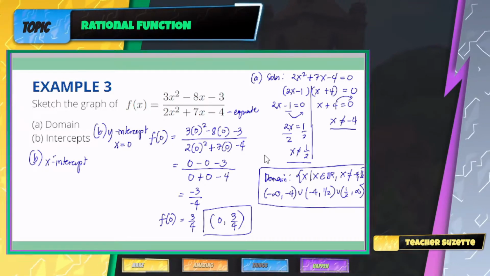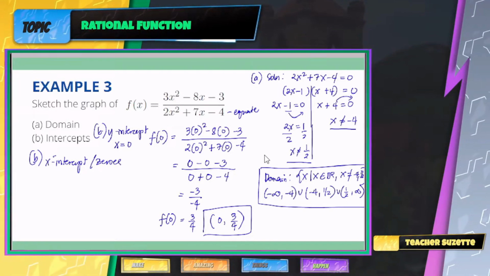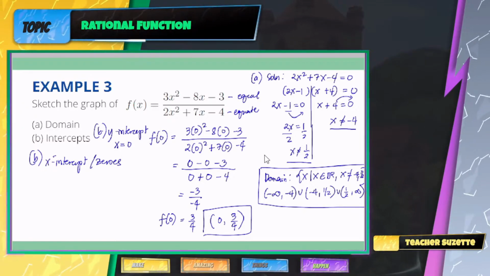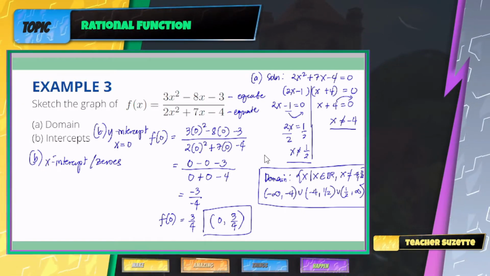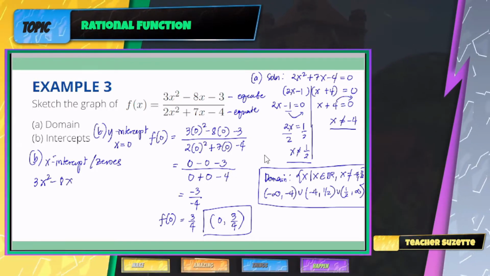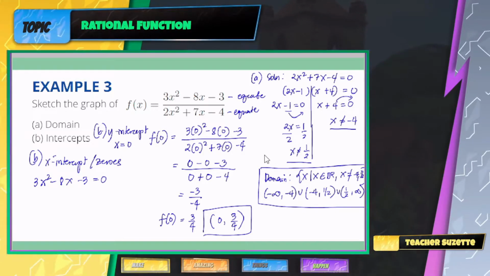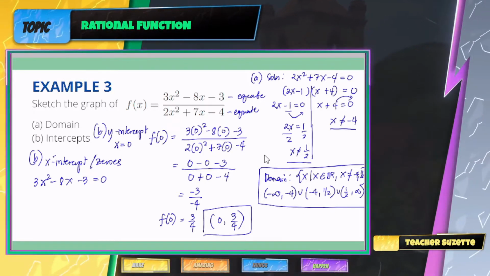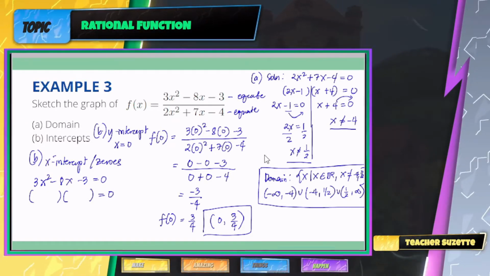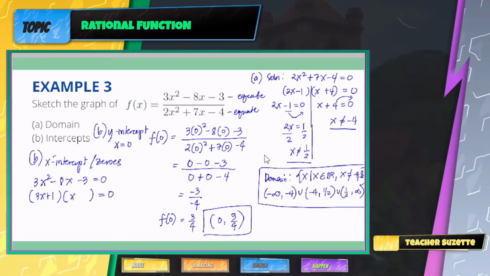Now, on to the x-intercept. For the x-intercept, which we also call the zeros, what we are going to do is equate the numerator to 0. So our numerator is 3x squared minus 8x minus 3 equal to 0. Let's solve it by factoring our quadratic equation. You will have 3x plus 1 and x minus 3.